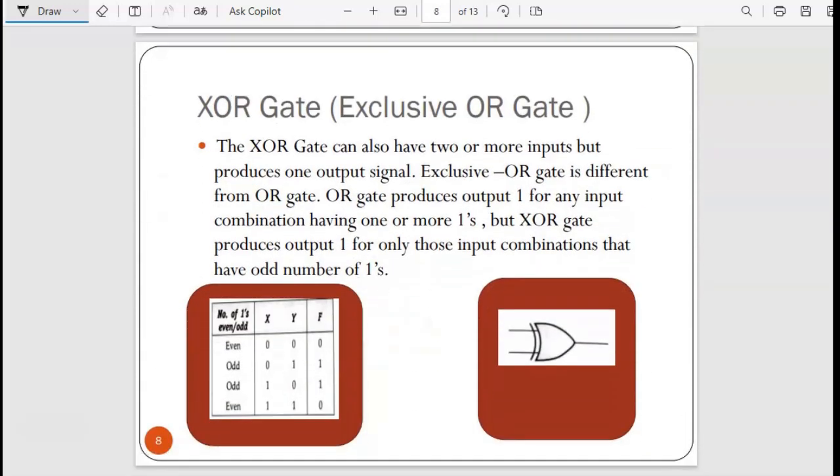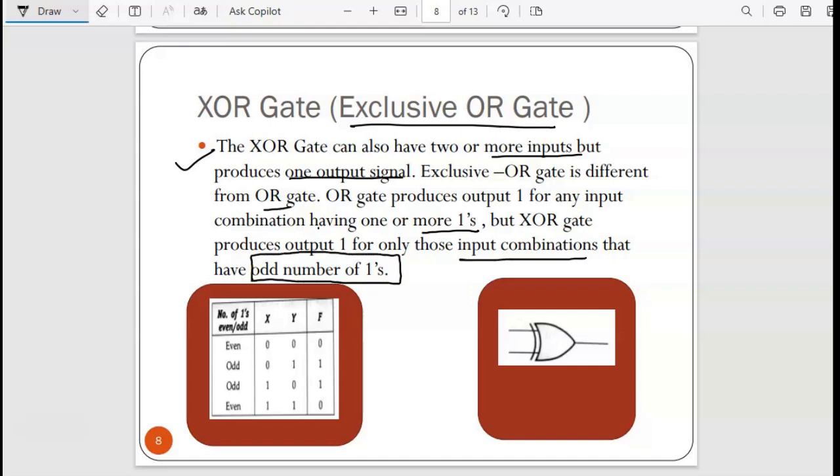Next we have the XOR gate here. Exclusive OR, we used to call it exclusive OR. The exclusive OR or XOR gate can also have 2 or more input signals but produces only one output signal. This is same for all. Exclusive OR gate is different from OR gate. OR gate produces output 1 for any input combination having one or more ones, right? But XOR gate produces output 1 for only those input combinations that have an odd number of ones. Odd number of ones. This is the main thing you have to remember in case of XOR gate. Odd number of ones, right?